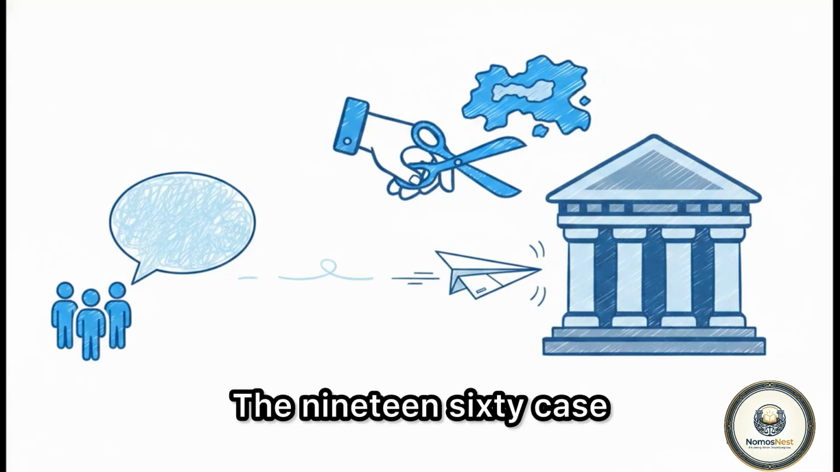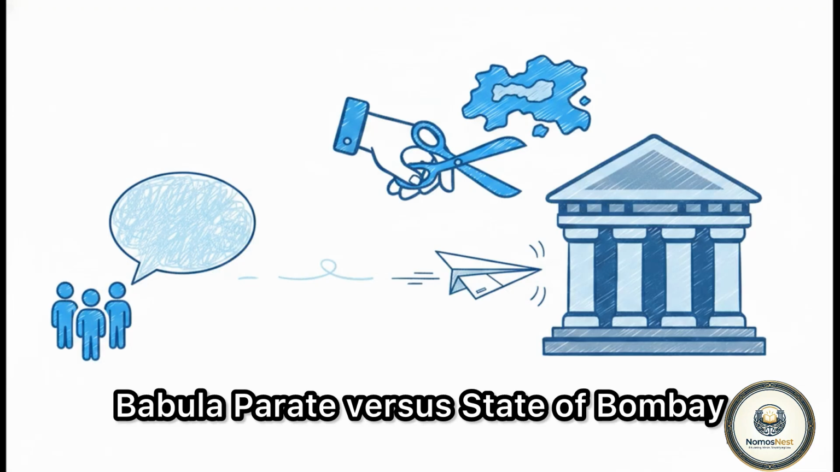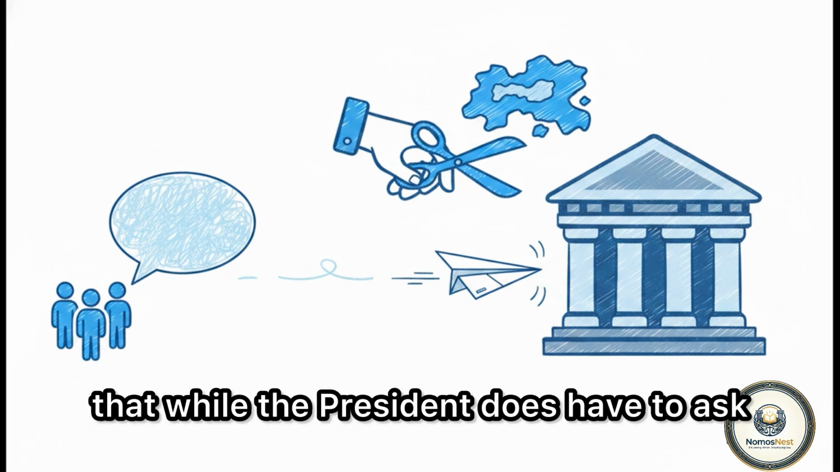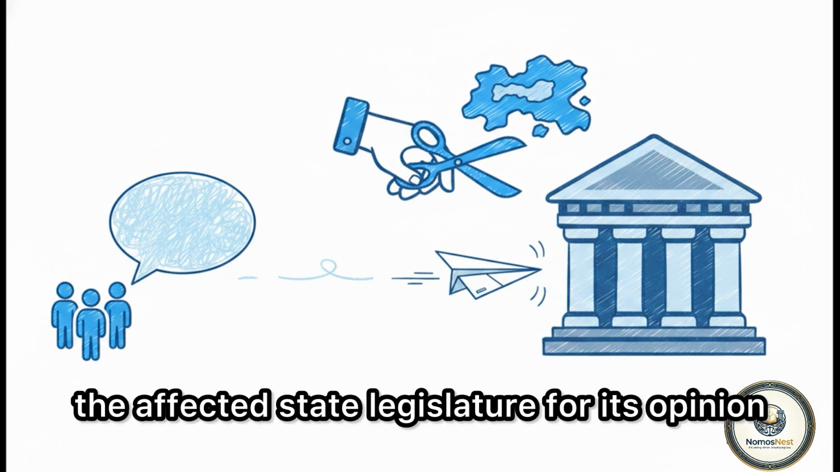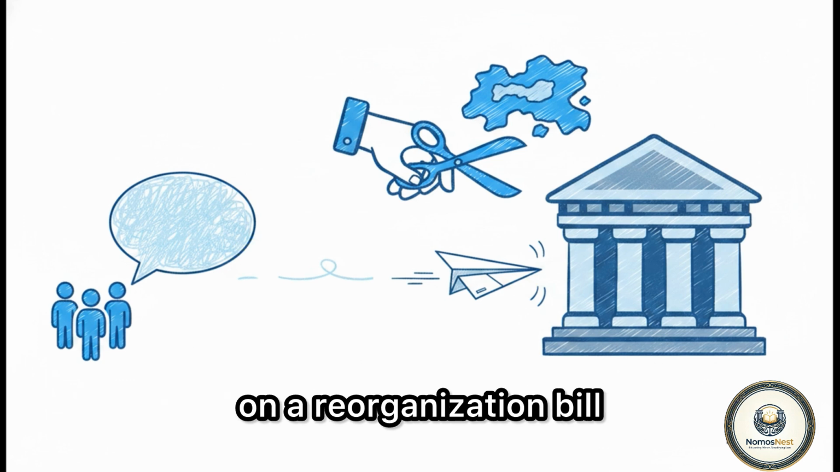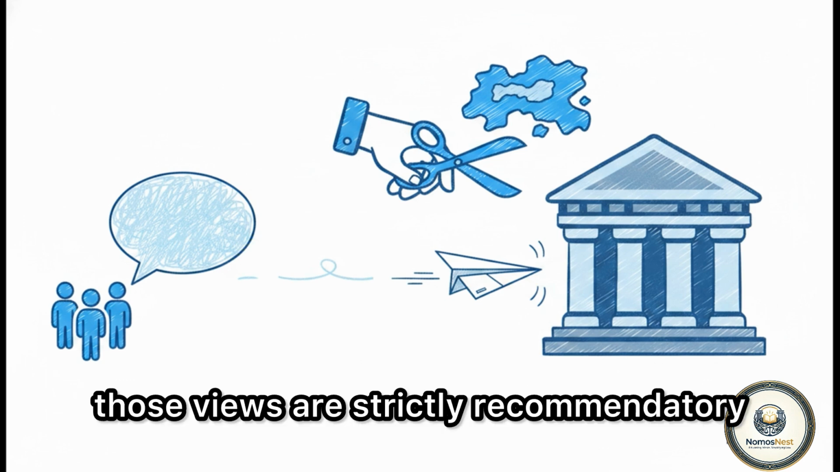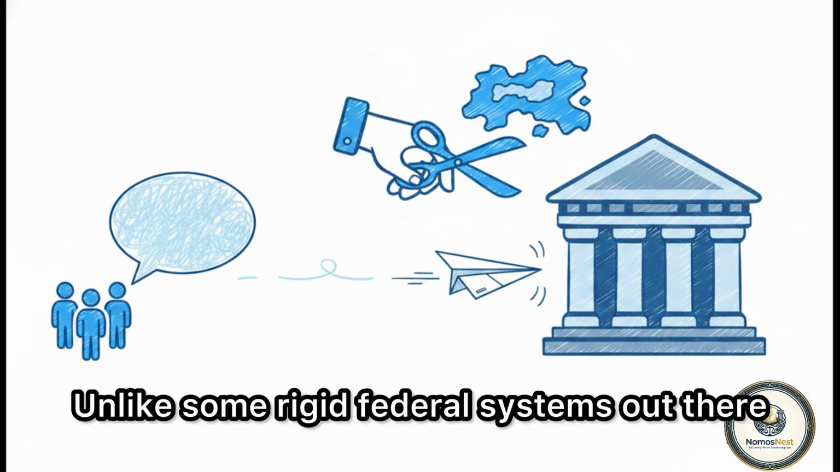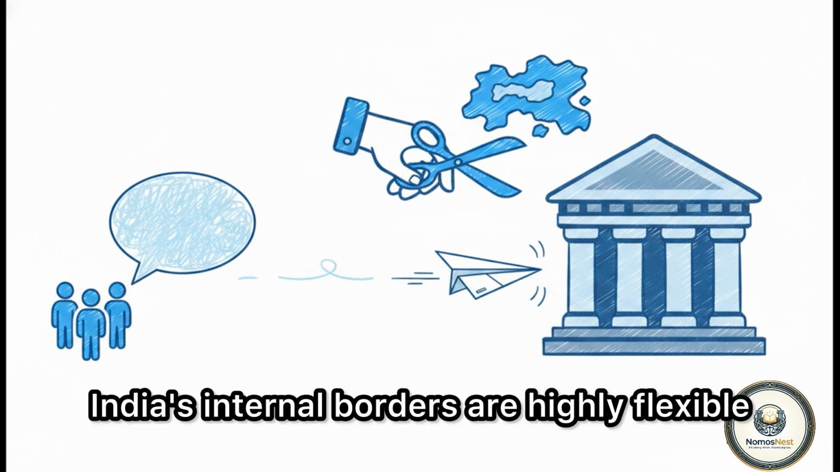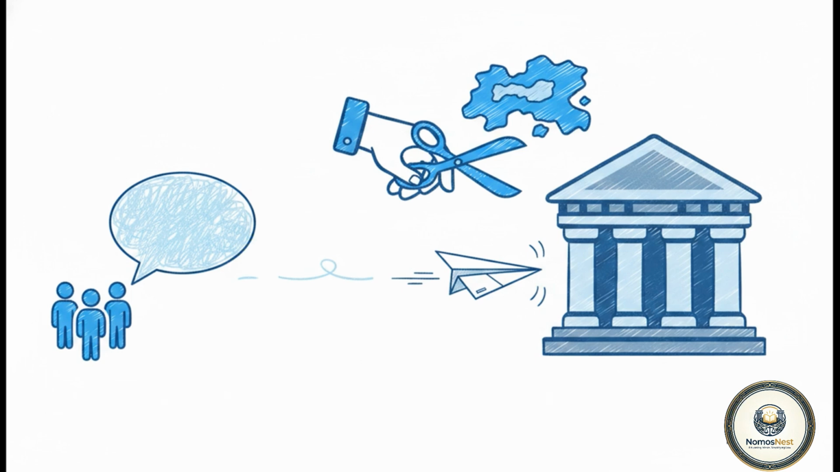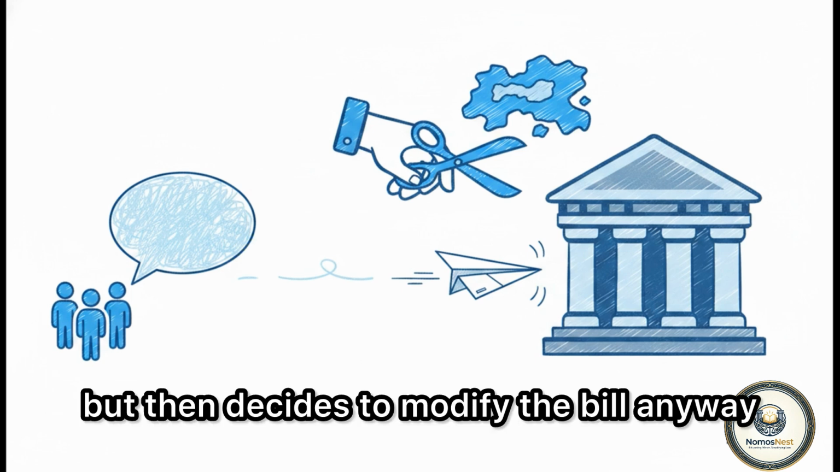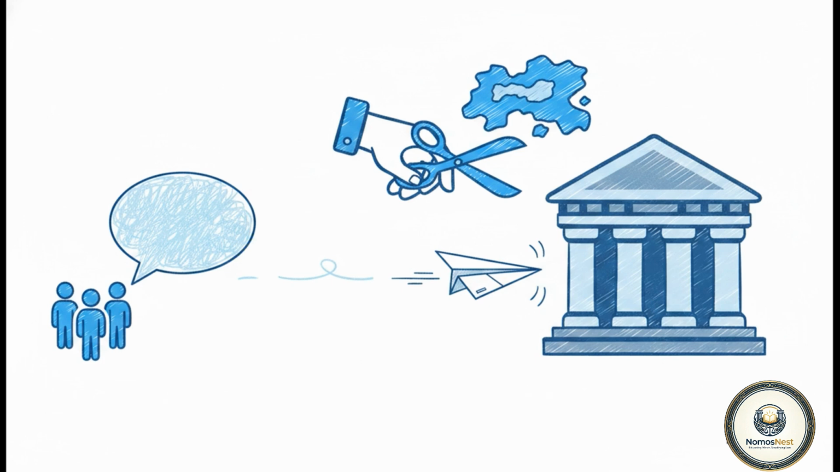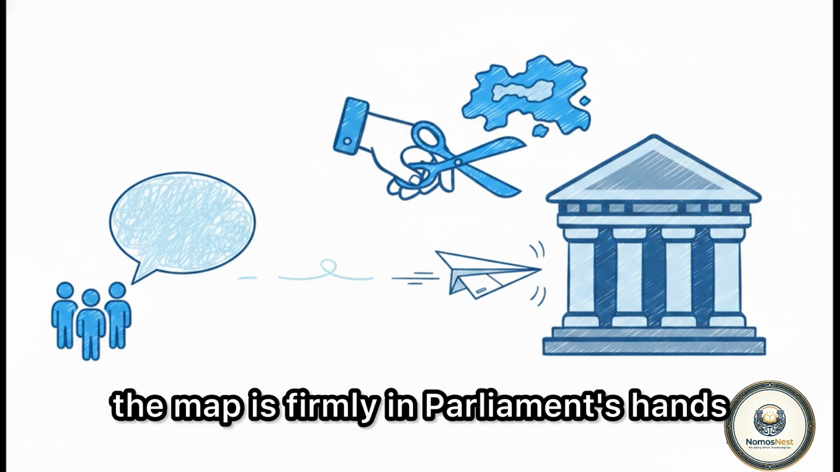The 1960 case, Babulal Parate versus State of Bombay, gives us an incredibly clear answer. The Supreme Court said that while the president does have to ask the affected state legislature for its opinion on a reorganization bill, those views are strictly recommendatory. It's basically just a suggestion. Unlike some rigid federal systems out there, India's internal borders are highly flexible. If Parliament hears the state out, but then decides to modify the bill anyway, they don't need to go back and ask for fresh approval. At the end of the day, the map is firmly in Parliament's hands.